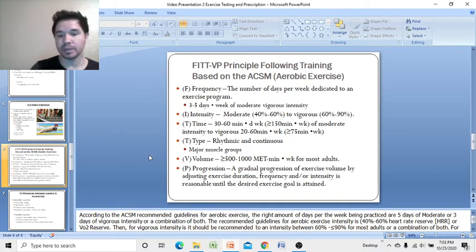The volume is 500 to 1000 METs per week for most adults. And for the progression, it's a gradual progression of exercise volume by adjusting exercise duration, and the intensity is increased reasonably until the desired exercise goal is attained.